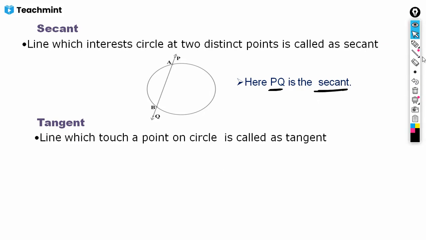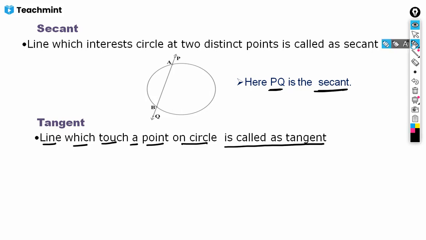Now let us see the definition of a tangent. It is a line which touches a point. A point, what is a point? One point. Exactly. So a line which touches a point on a circle is nothing but what we call a tangent.